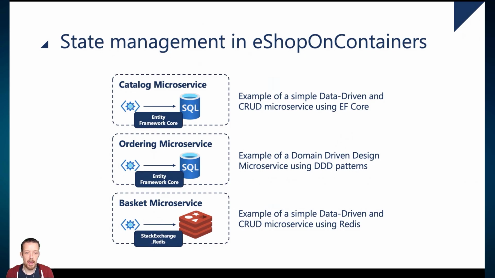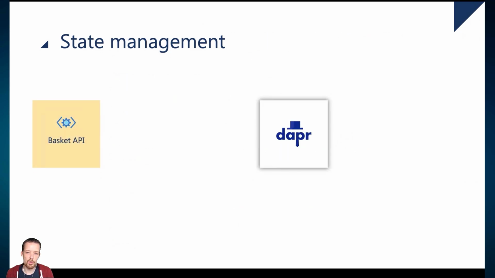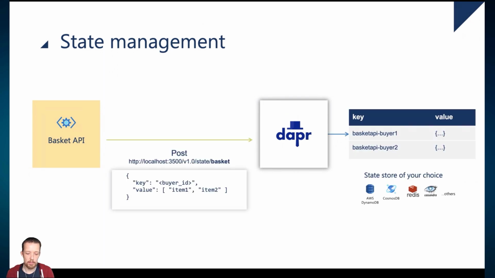So with Dapr state management, you can store and load state in a key value store by simply making calls again to the sidecar. So let's say we want to store the basket. We can simply make a post call to this state API endpoint on the sidecar. And we need to pass it a JSON message which contains the key under which we want to store the value and the actual value to store.